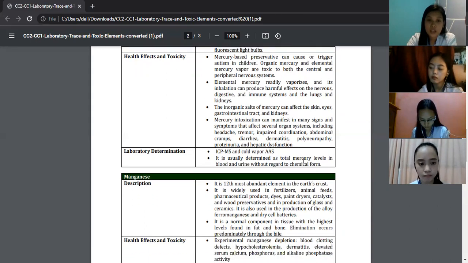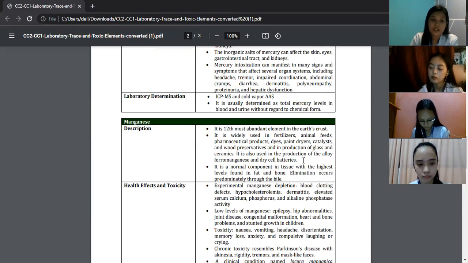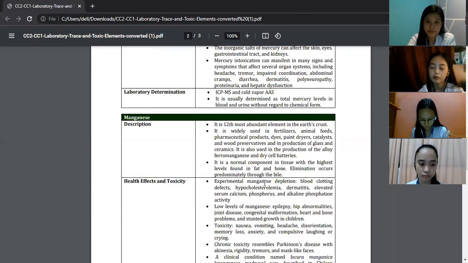So in the laboratory determination or evaluation, we have the ICP-MS or the inductively coupled plasma mass spectrometry and the vapor atomic absorption spectroscopy. And it is usually determined as total mercury levels in blood and urine without regard to the chemical form. So the next.